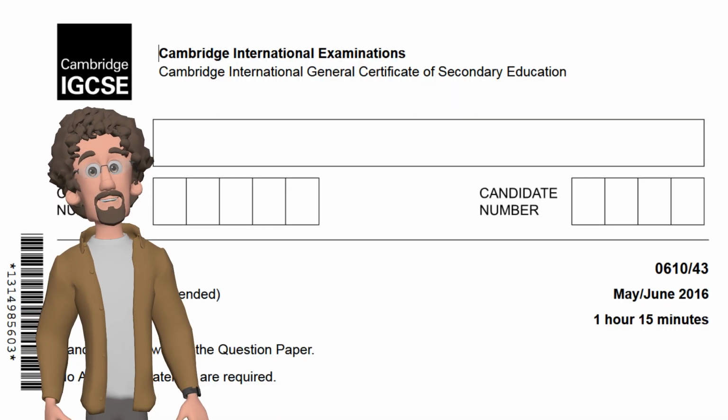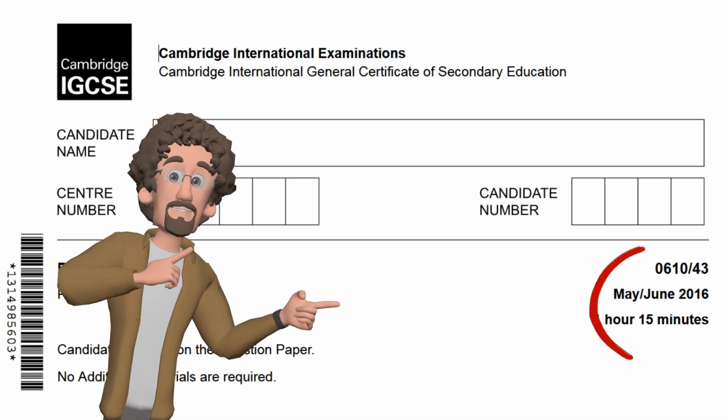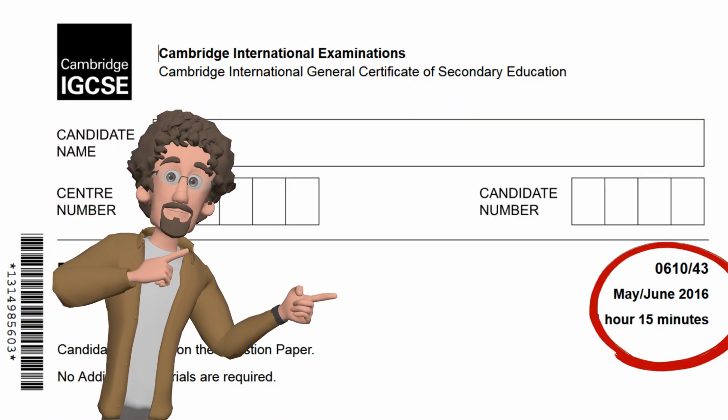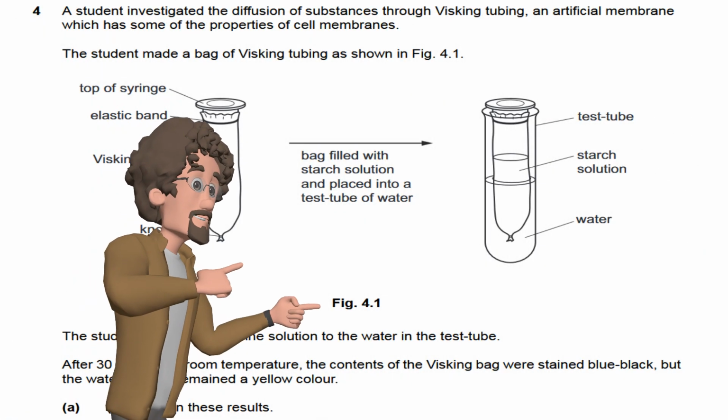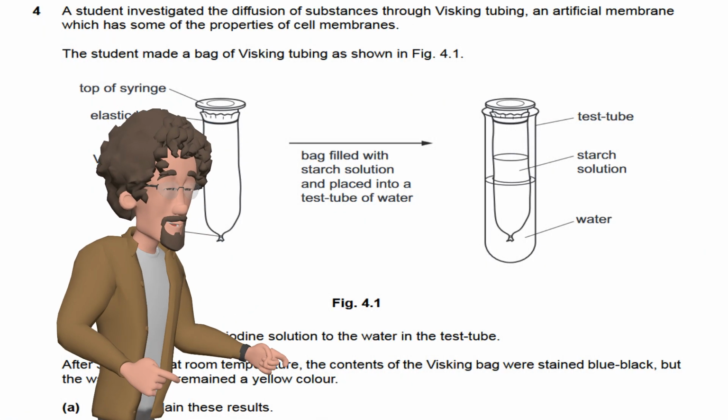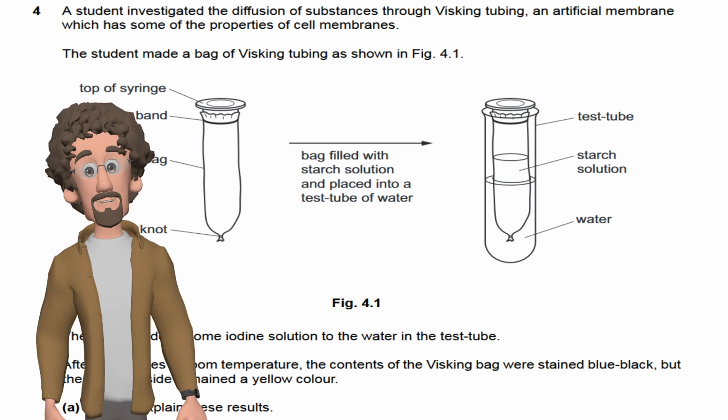This question is from May-June 2016, Paper 4, Zone 3. It's a very classic experiment using Visking tubing, and the question is in two parts. Let's start with part 1.